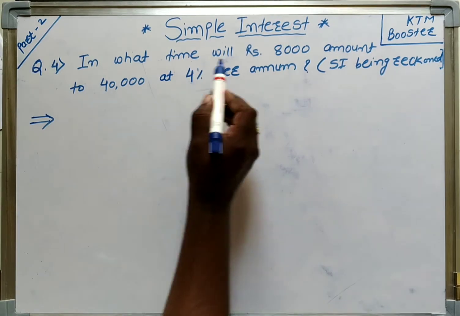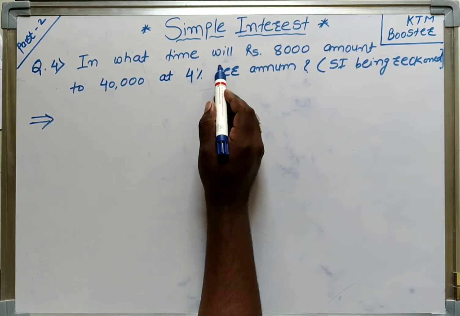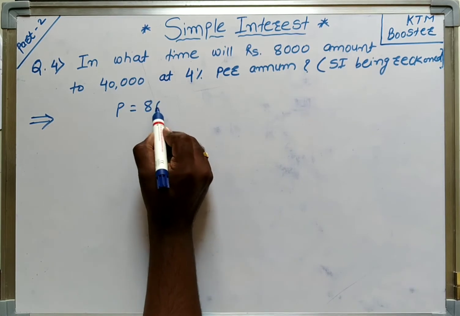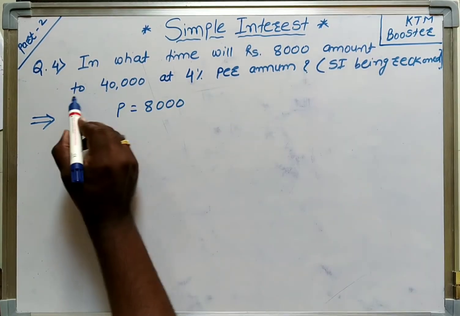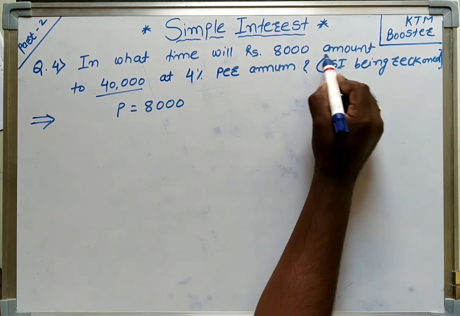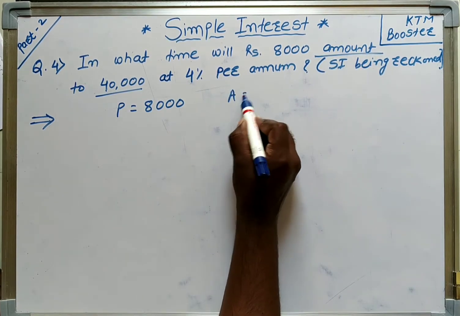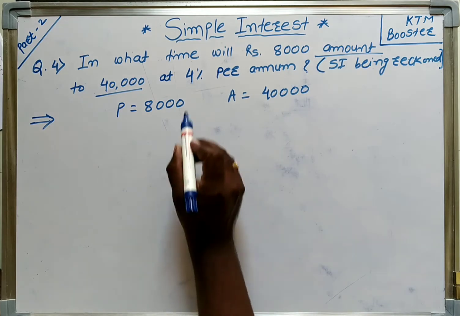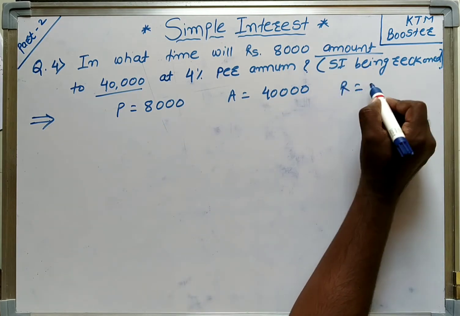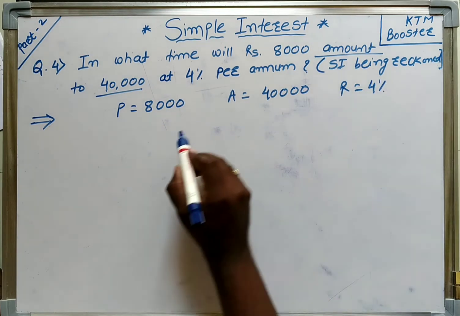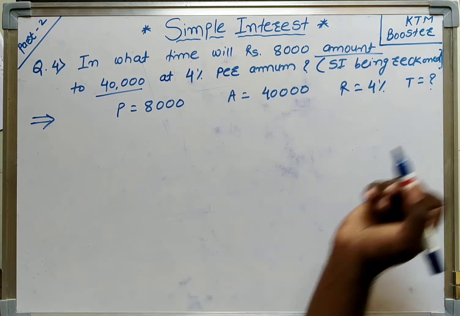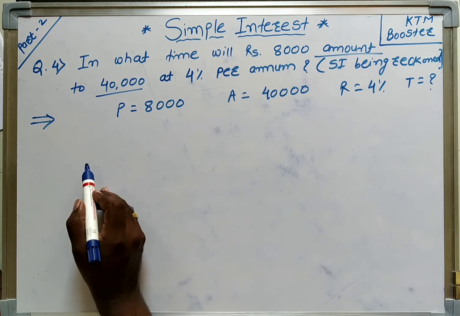Now the last question. In what time will rupees 8000, that is principal amount 8000, amount to 40,000? That is, A equals 40,000 at 4% per annum, that is R equal to 4%, right? So we have to calculate T here.